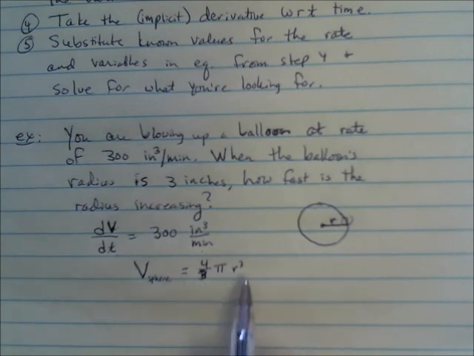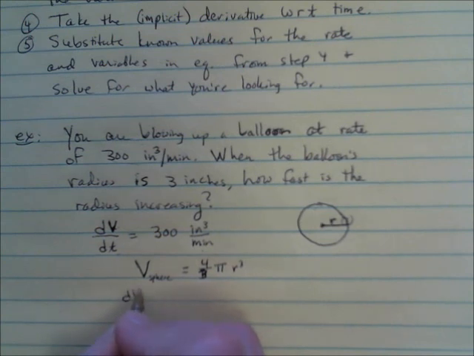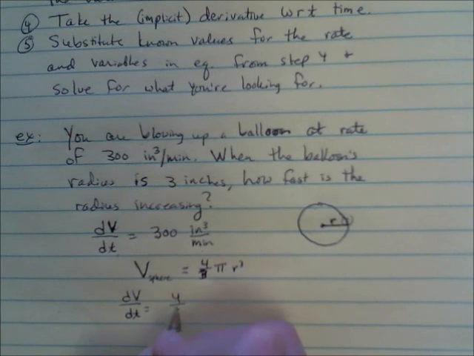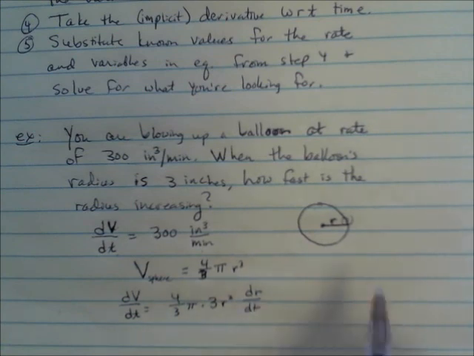You're not substituting anything in at step 3 because step 4 is next. You have to take the derivative. It's an implicit derivative of these variables with respect to time. So when we take the derivative of this volume V, we get dV with respect to time is equal to 4/3 pi, which is a constant, times the derivative of r cubed, which is 3r squared dr/dt.